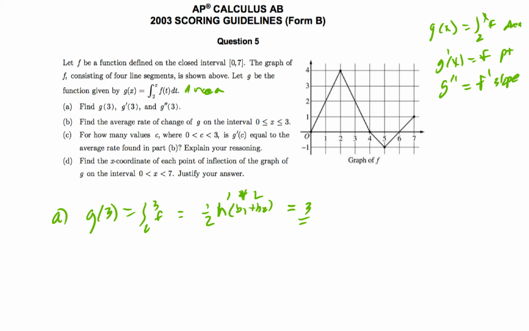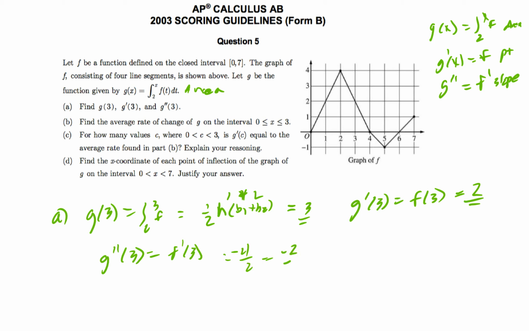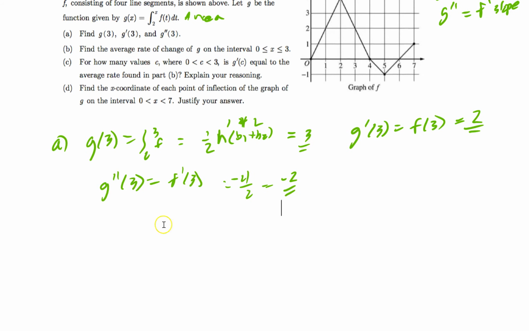They want g prime of 3. So g prime of 3, use my little code right here. That's just f of 3. The value at 3 on f is 2. Done. And then they want g double prime of 3. Again, use my little decoder. It's f prime of 3. So that's just the slope at 3. What's going on here? It's going down 4 and over 2. So 4 over 2, negative 2. It went down 4 over 2, rise over run. And that's A. Just got to use the graph.